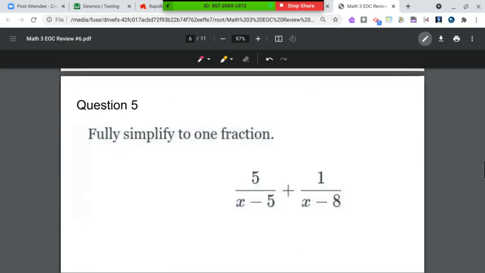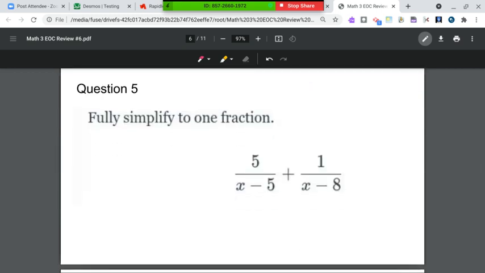All right, number 5. Number 5 is the sum of rational expressions. In order to add rational expressions, what do you need? Common denominator. What are we going to multiply the left hand by, bottom and top? X minus 8 and X minus 5.